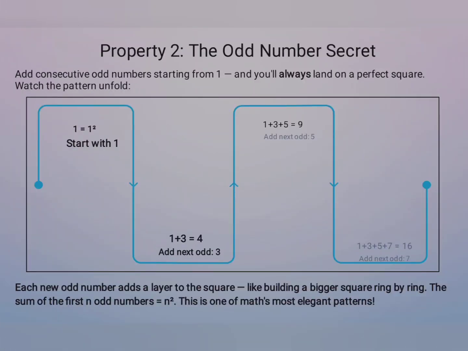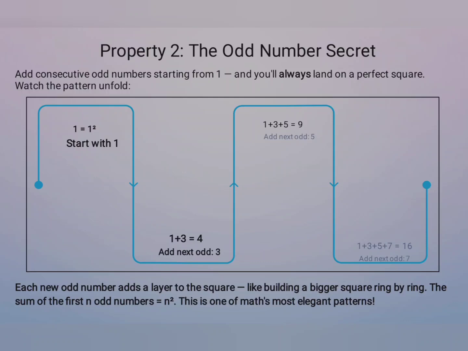Property number 2 is the odd number secret. Multiplying is not the only method to find a square number. We have a second method where you add consecutive odd numbers to form the square number. We know the set of odd numbers 1, 3, 5, 7, 9, 11, etc. Starting with 1, the first sum will be 1.